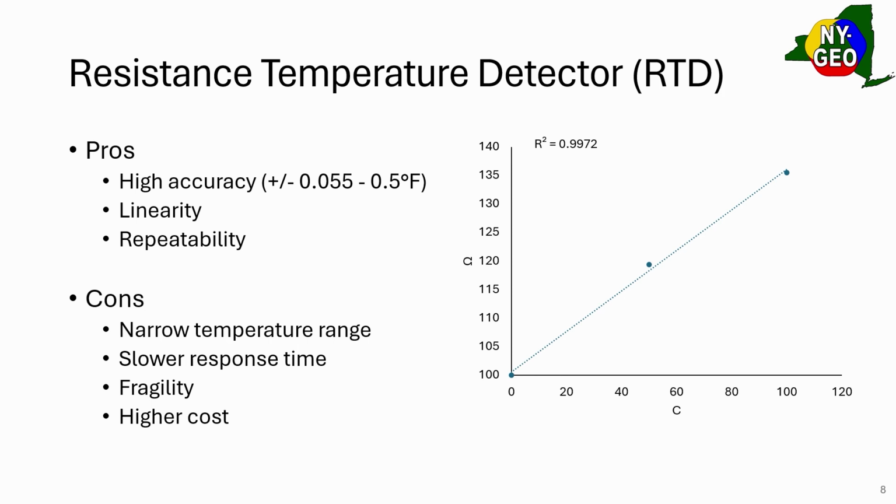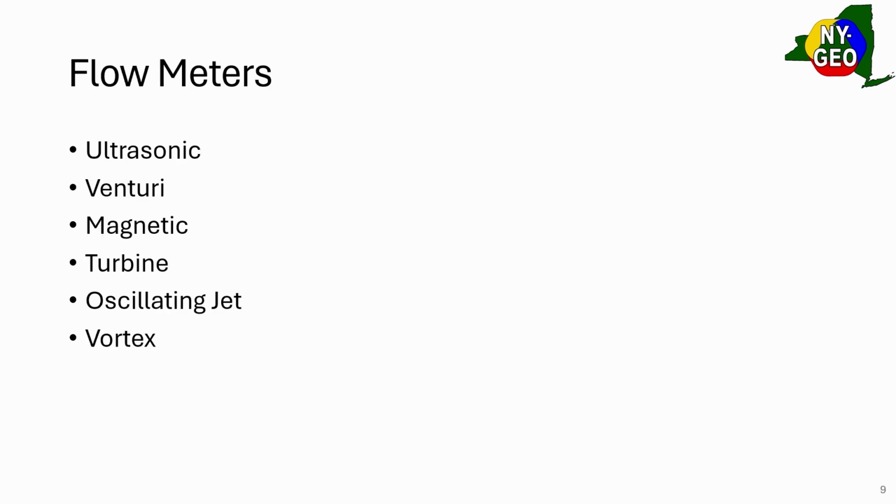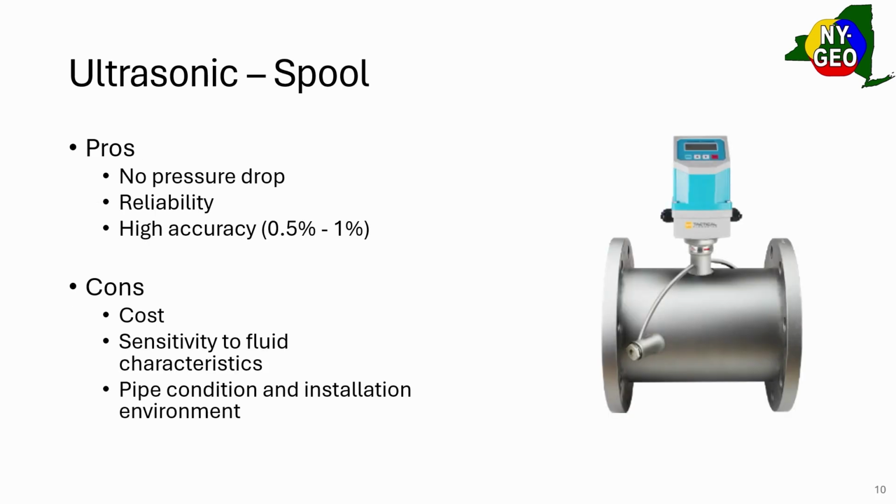So that's our delta T, that's our temperature, right? When we know our delta T, what do we need now? Well, we need our flow rate. And in order to get that, we need a flow meter, and there's several different types of those. There's ultrasonic, Venturi, magnetic, turbine, oscillating jet, and vortex. Sound pretty cool. We're only going to talk about a couple today.